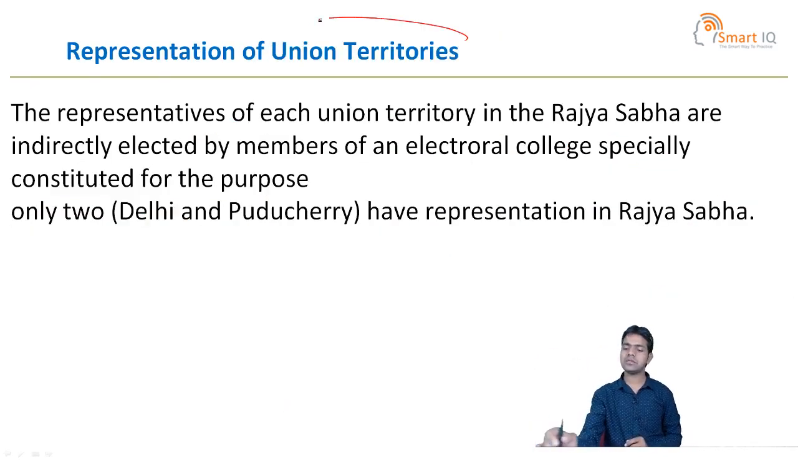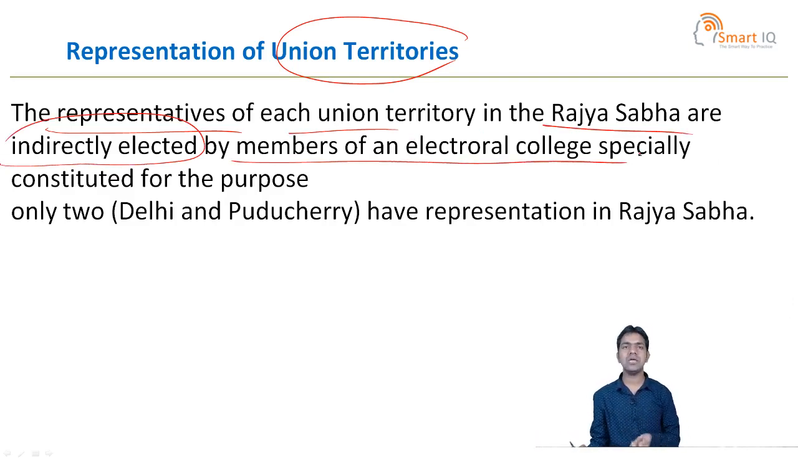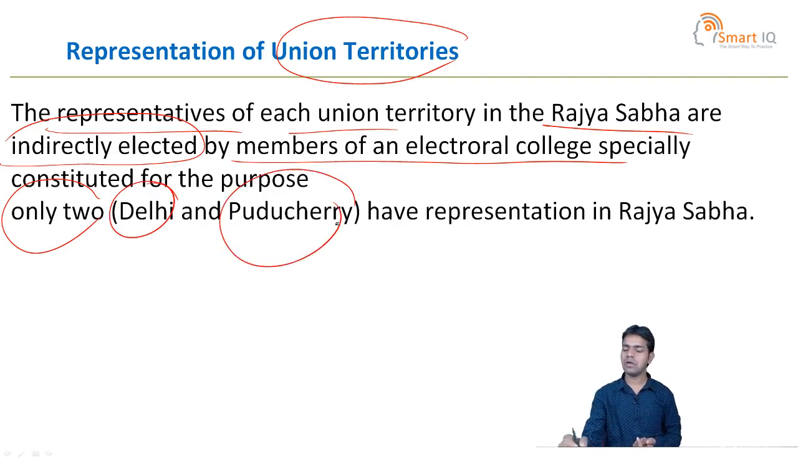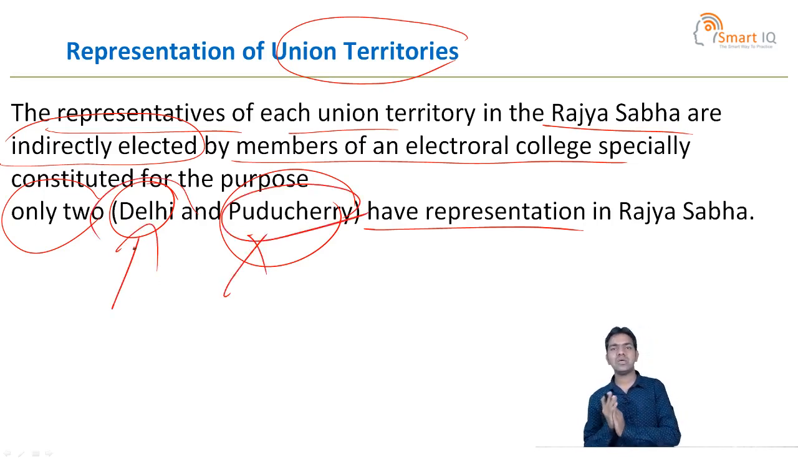And what is the representation of union territories in the Rajya Sabha? The representatives of each union territory in the Rajya Sabha are indirectly elected, also by the members of an electoral college especially constituted for the purpose. Only two union territories have representation in the Rajya Sabha, Delhi and Puducherry, because only these two have legislative assemblies; the other union territories do not have legislative assemblies. That is the reason only Delhi and Puducherry are represented. Very important: Delhi and Puducherry, not the other union territories.